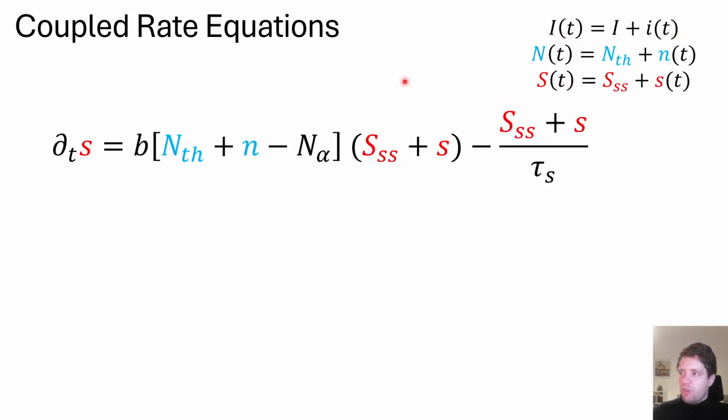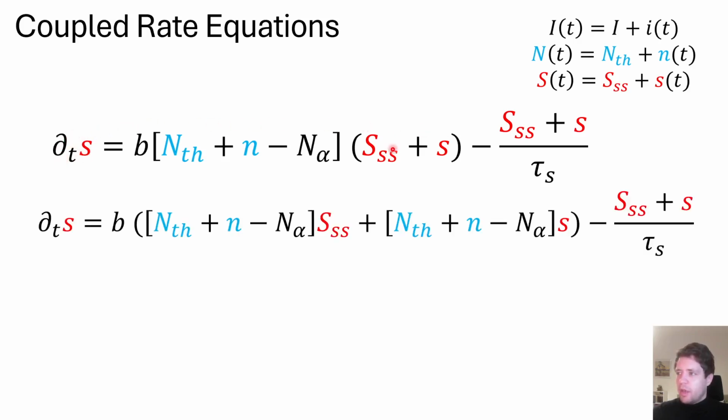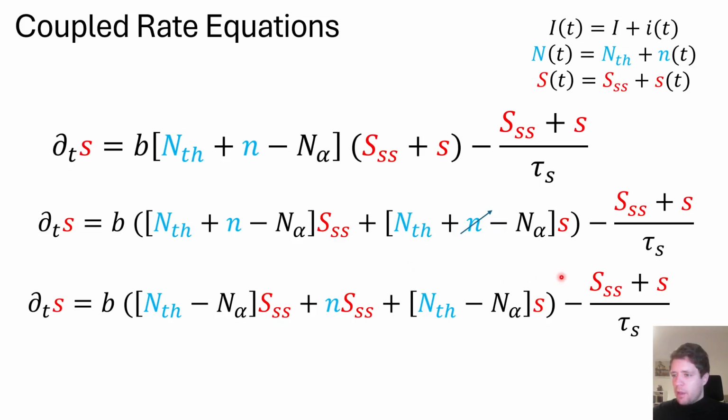If we plug these expressions into the previous formulas, we can get this formula here for the variation in the steady state number of photons. And then expanding out this parenthesis and noting that n times s is going to be a very small term, so we can drop it out, it gives us this formula like so.